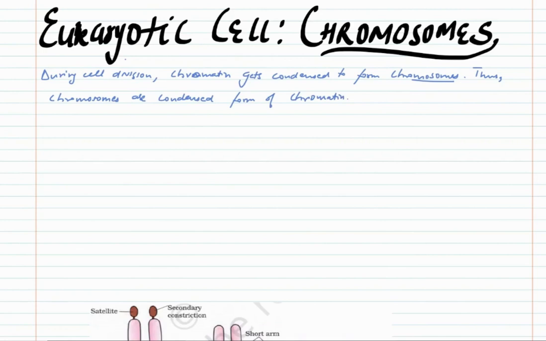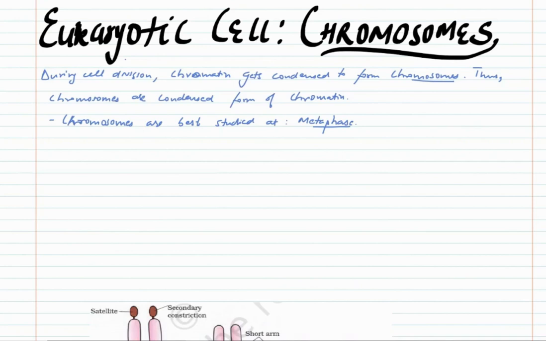Chromosomes, they are not visible during interphase, but during different stages of cell division, they are visible. Chromosomes, they can be best studied at metaphase, during metaphase they are at the thickest and the smallest size. That is why it is very easy to study them. Also, they are arranged in the middle of the cell, which makes the study further easier.